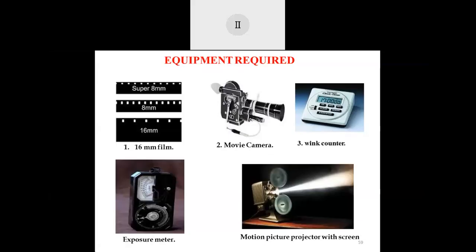Then the exposure meter: how much exposure you are going through, how much light is exposing, or different other things. So the exposure meter will help you record those.